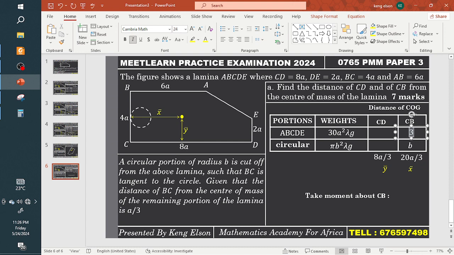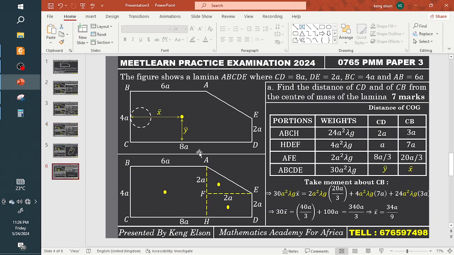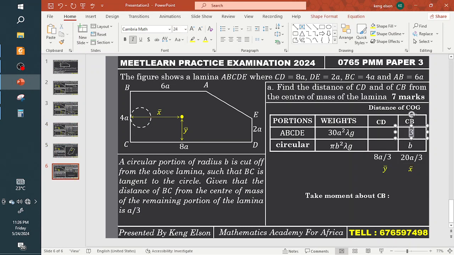Now this other one is X bar, right? And for this X bar, let's go back and see what we had. We have 34 over 9a, so I'm going to put 34a over 9. That is it.